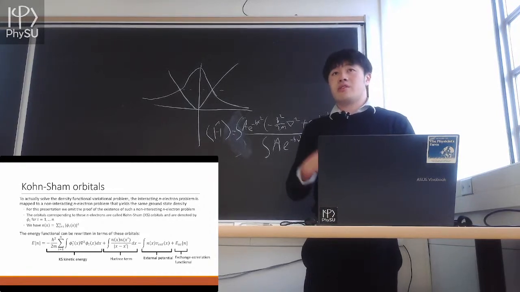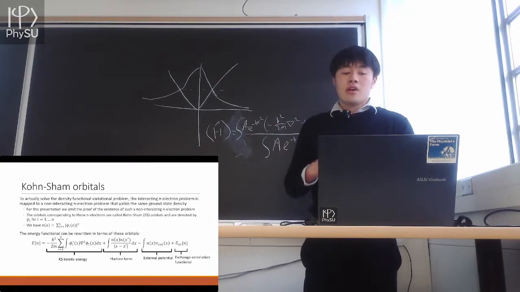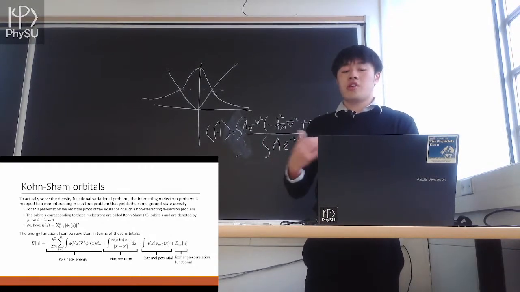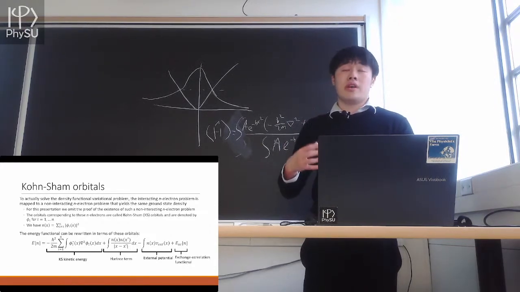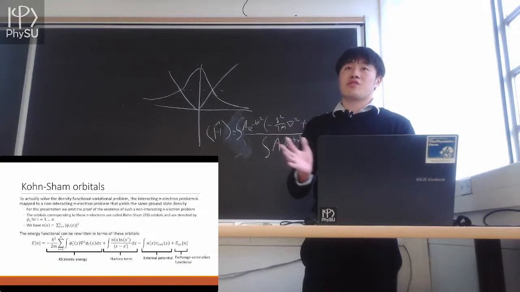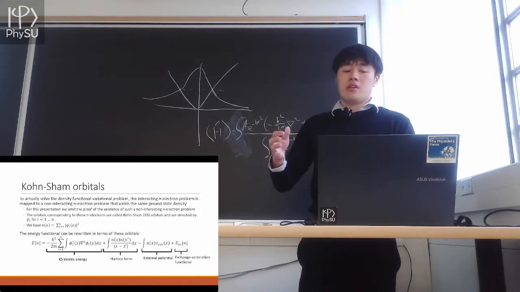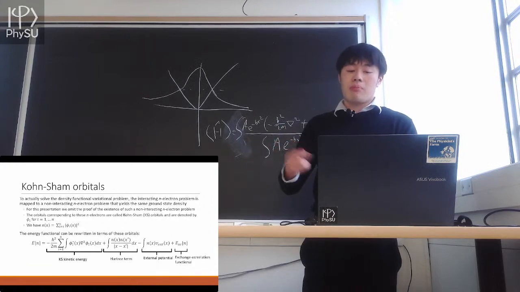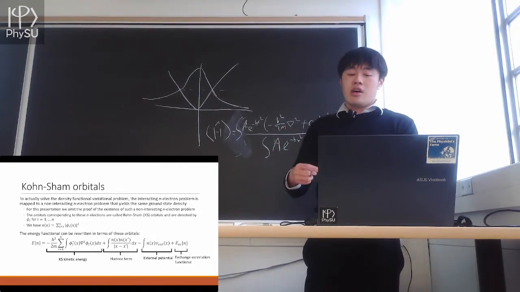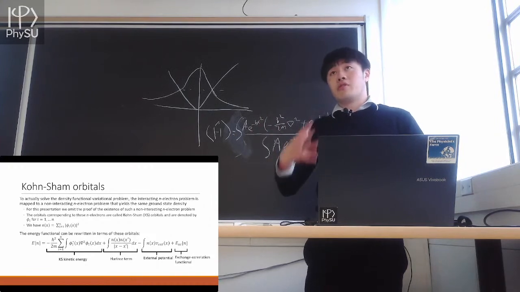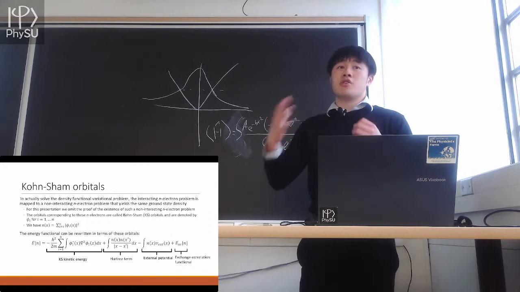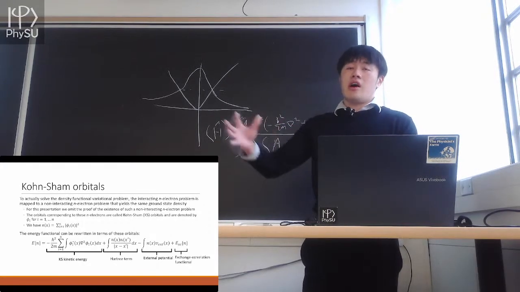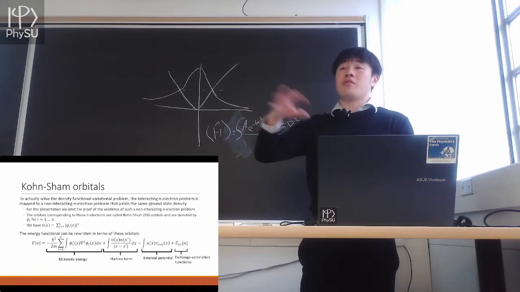So this is, in a sense, the kinetic energy of these fictitious non-interacting electrons. The second term is called the Hartree term, and that essentially corresponds to the classical electron-electron repulsion between these non-interacting electrons. But in the Kohn-Sham formulation, this electron-electron repulsion is treated as some mean field that's produced by all the electrons collectively.